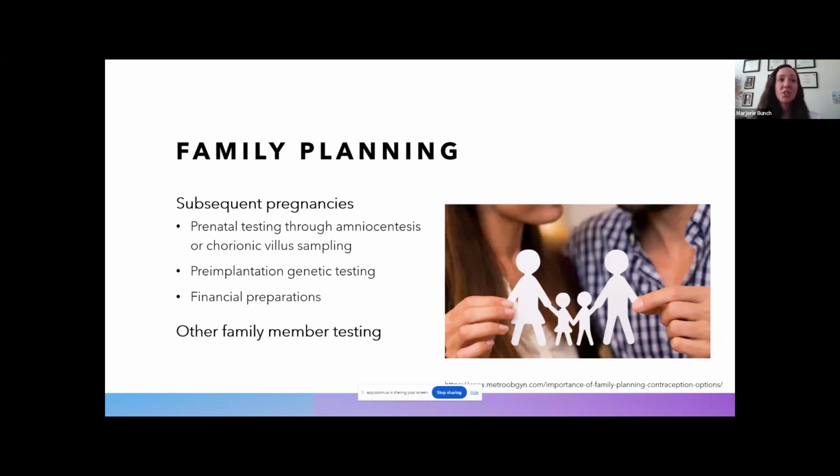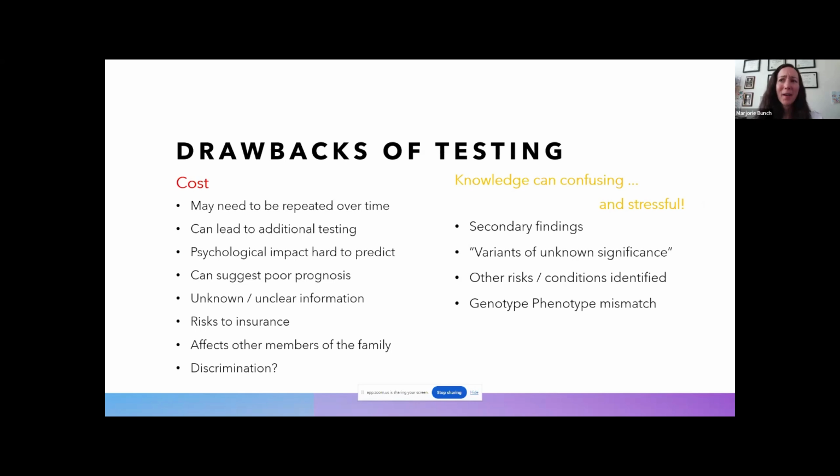There's pre-implantation genetic testing through in vitro fertilization. And then people can think about financial preparations. What if my next kid has the same thing? Because we know this is a 50-50 chance with our genetic mutation. And then maybe other family members can get tested to plan their families. So what are the drawbacks?